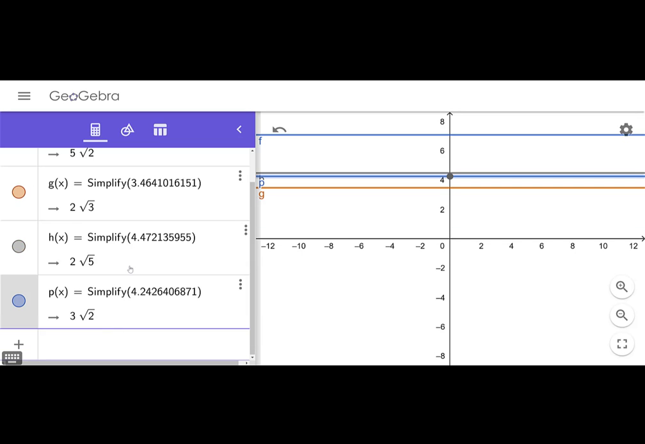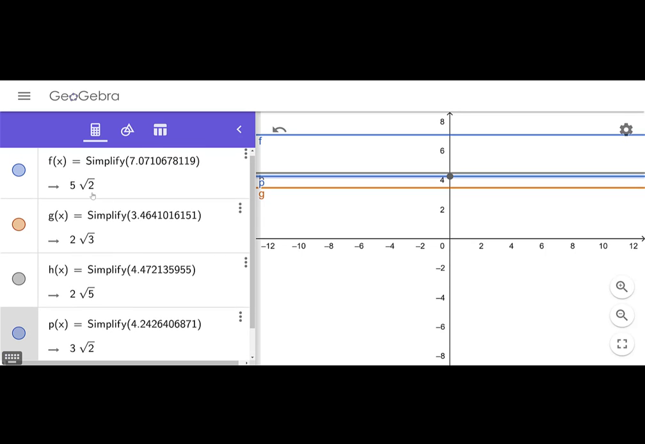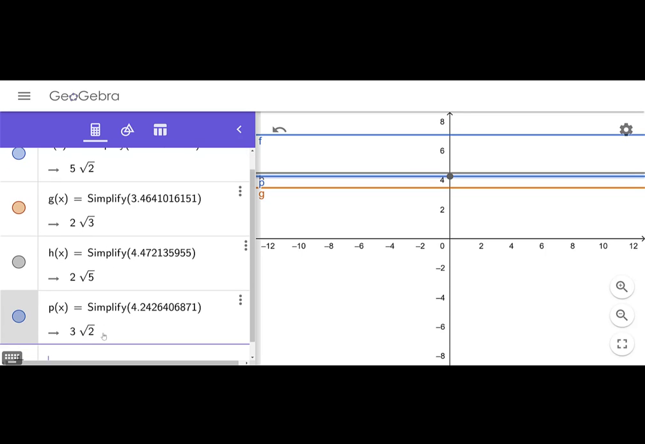So there we go. So the answers for this: the square root of 50 was 5 radical 2, square root of 12 is 2 radical 3, square root of 20 is 2 radical 5, and square root of 18 is 3 radical 2. All right, let's go see how we do this by hand now.